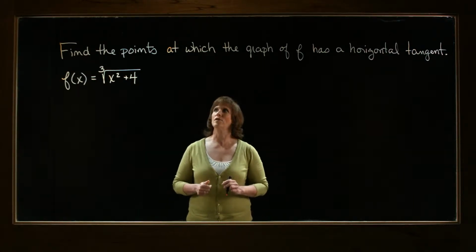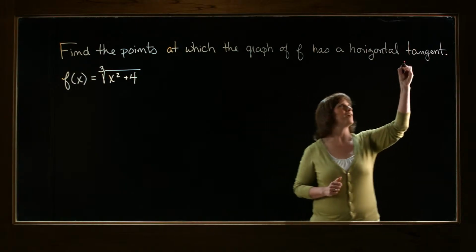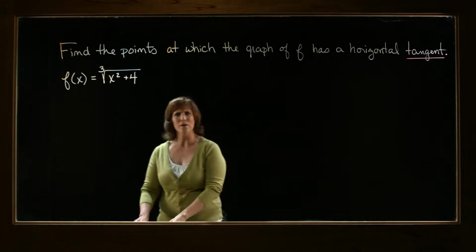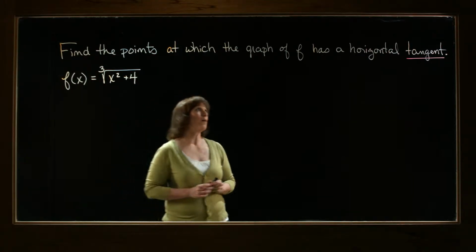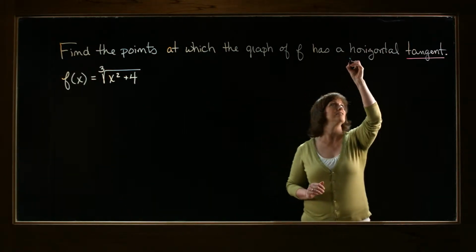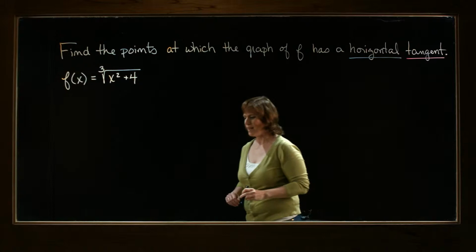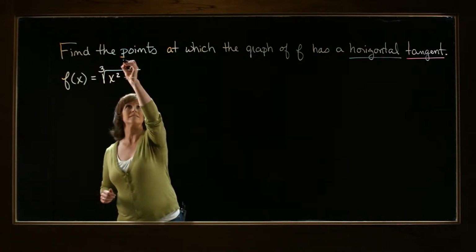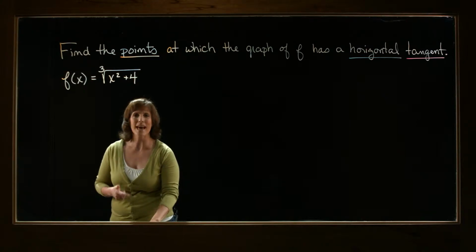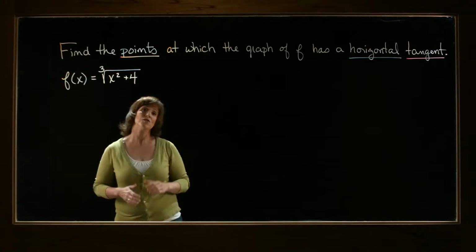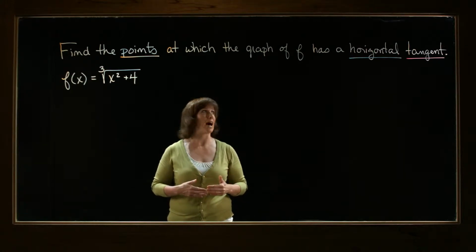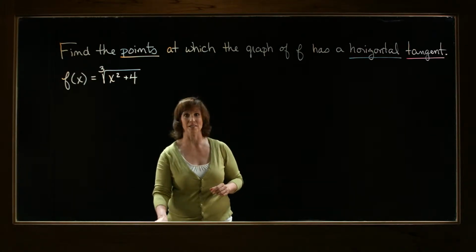Well, the first thing I notice in my problem is that I want to find a tangent line. And not only do I want to find a tangent line, I want to find where those tangent lines are horizontal. And the last thing is it actually says to find the points. So I need to find the location where that happens. So there are really three parts to this problem. Let's take a look one piece at a time. So we'll start out with the tangent.